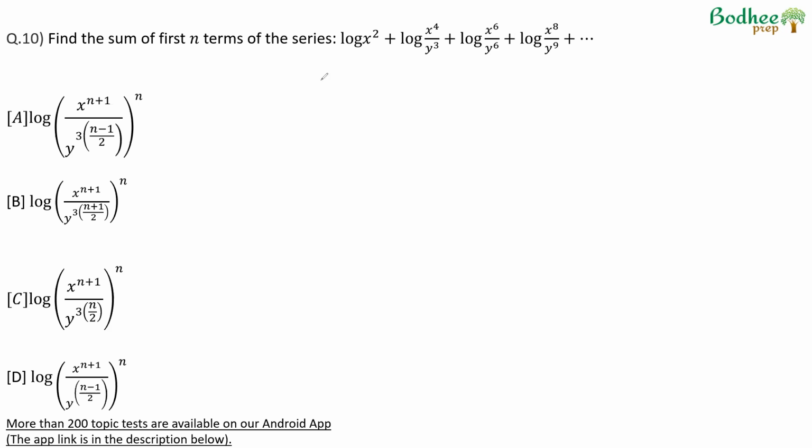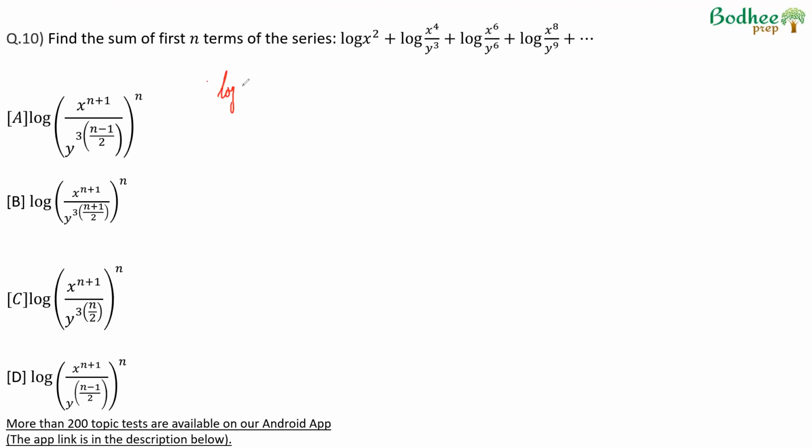Find the sum of the first n terms of the series. The series is log of x square plus log of x raised to power 4 upon y cube plus log of x cube upon y square and so on.